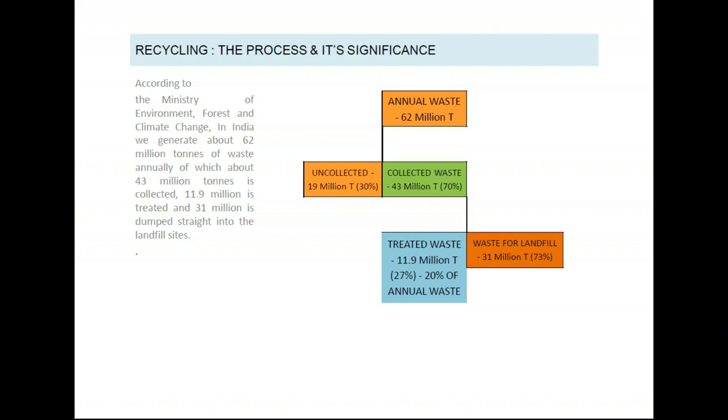Now, if we reduce, that is the first stage, the annual waste, this is the first step we can control. The second, if we reuse it, again, we don't come to the treatment process. And after that, ultimately, we are coming to the recycle part. So we have to work on the balance 80% of the annual waste by reusing or reducing.